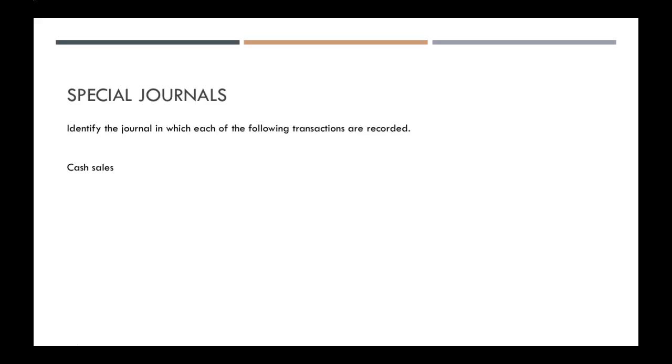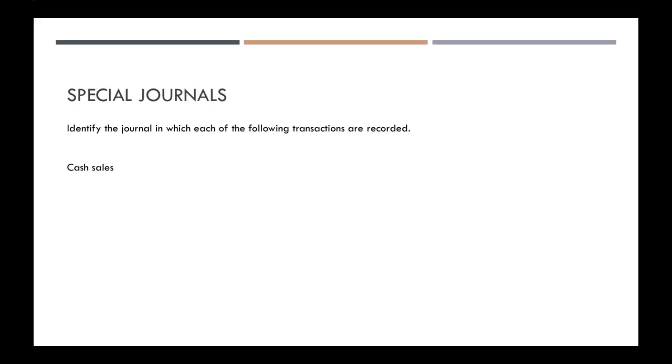The first question that I want you to ask yourself whenever you're working through special journals is: is cash involved? Because if cash is involved in this transaction, that means it's either going to go into the cash receipts journal or the cash payments journal. We can eliminate all of the others. Here we see the word cash, so we know it's either cash receipts or cash payments.